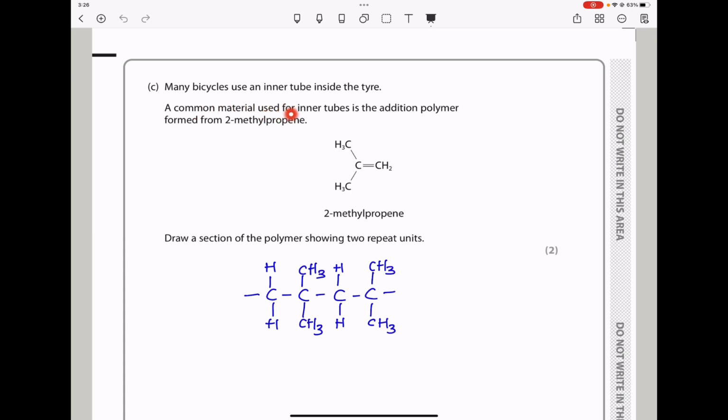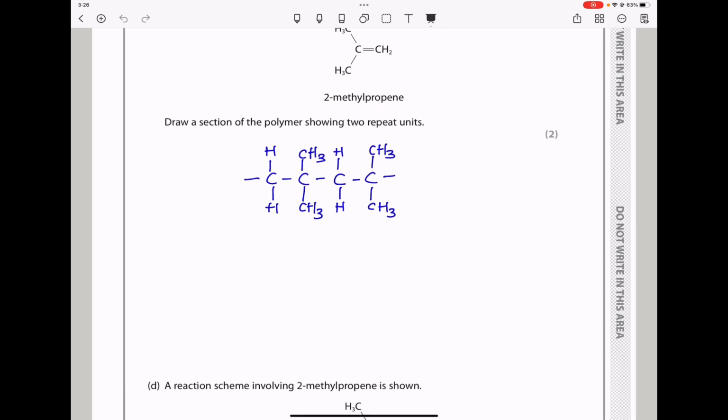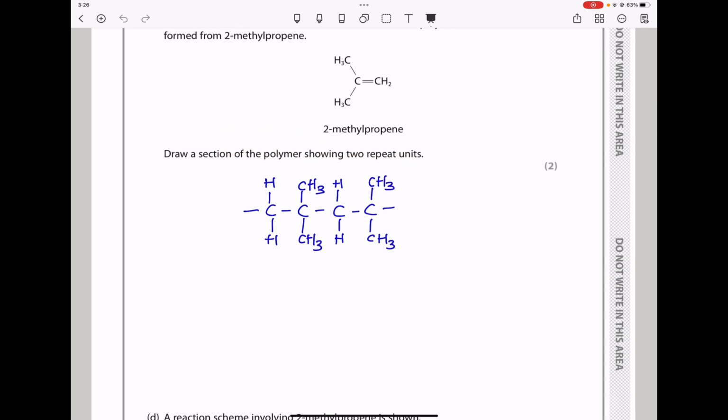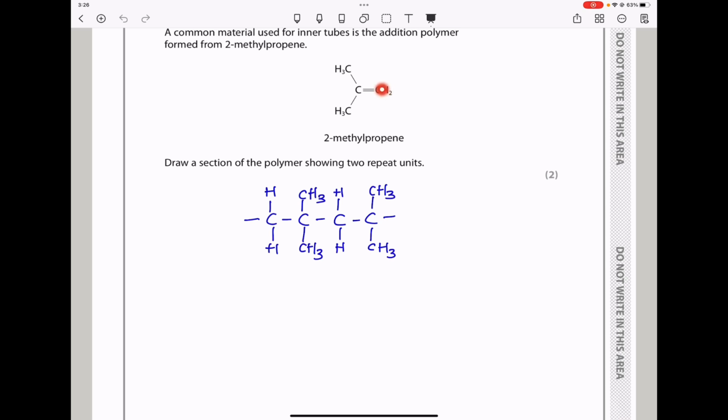Moving on. In part C, many bicycles use an inner tube inside the tire. A common material used for inner tubes is the addition polymer formed from 2-methylpropene. So here we're given the structure of 2-methylpropene. They say draw a section of the polymer showing 2 repeat units. So to form 2 repeat units, I display this.